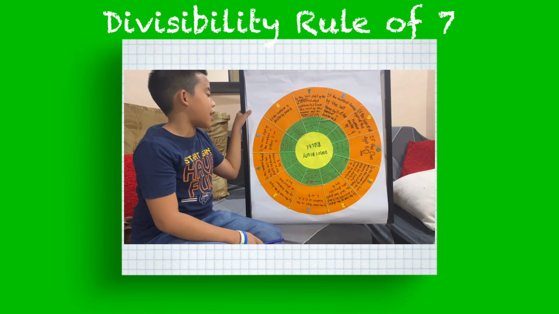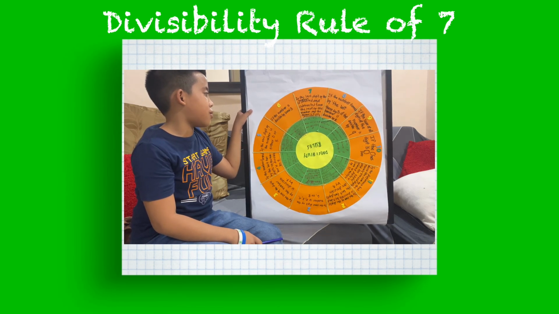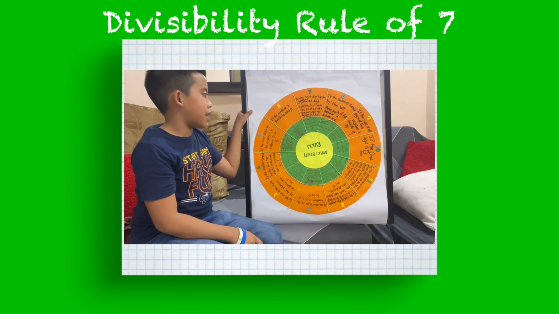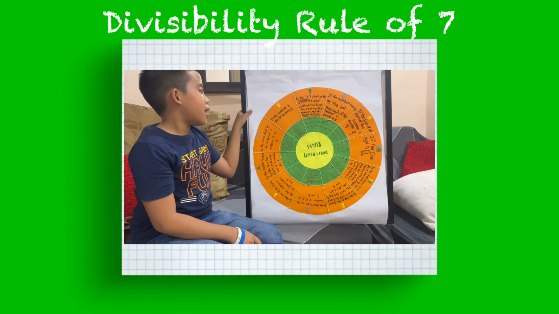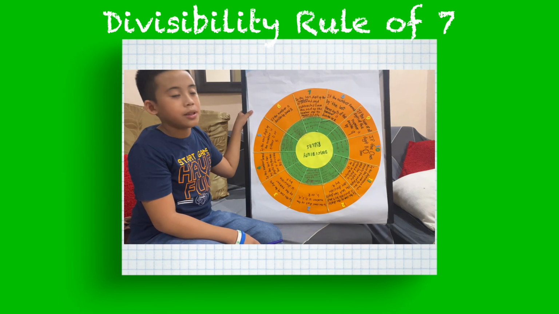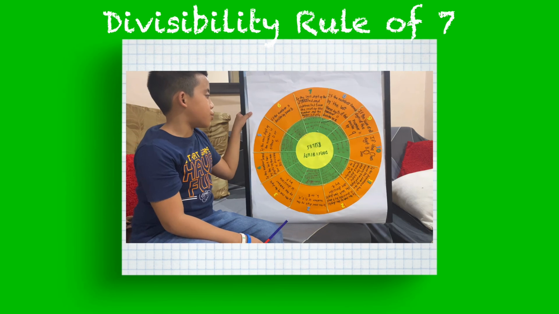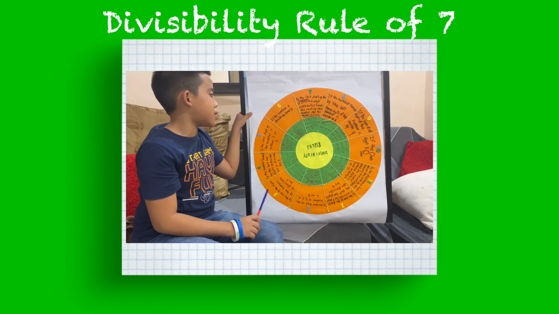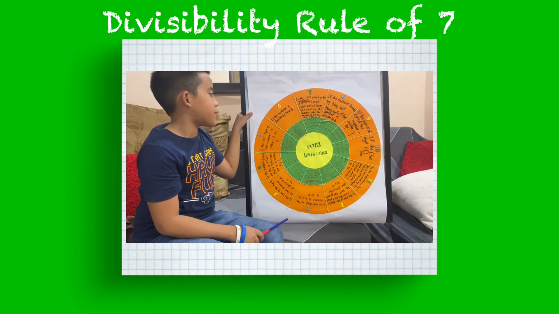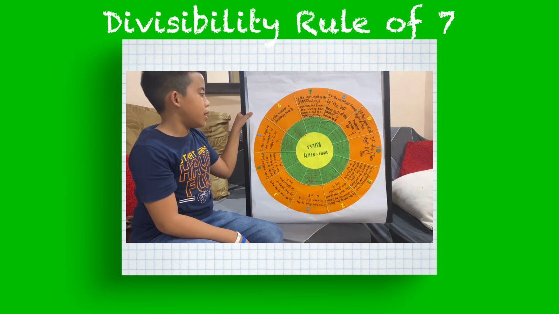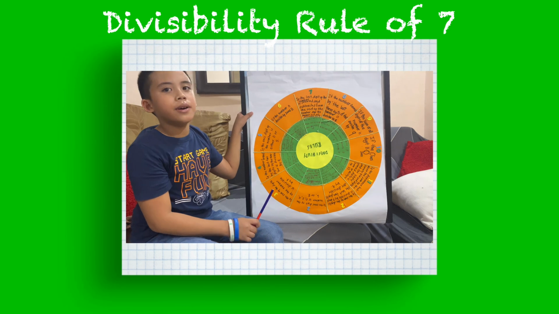The second example is 63. 3 times 2 is 6 and 6 minus 6 is 0. Therefore, 63 is divisible by 7. The last example is 42. 2 times 2 equals 4 and 4 minus 4 equals 0. Therefore, 42 is divisible by 7.